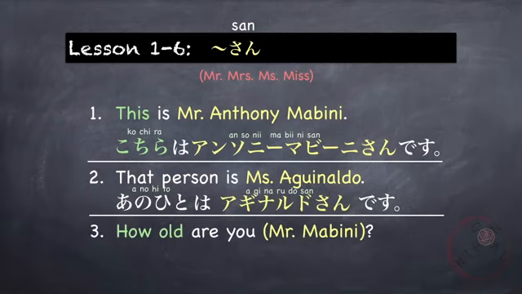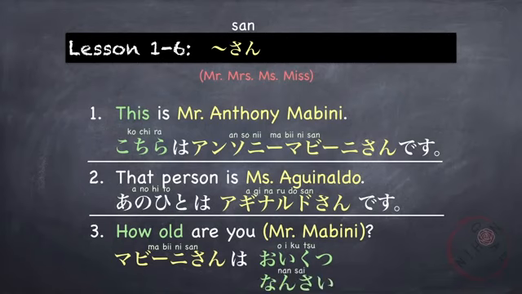Another example is, how old are you, Mr. Mabini? Or how old are you? If you're talking to a person named Mr. Mabini, Mabini-san wa oikutsu or nansai. So this is how old in Japanese. Desu ka? So you know that you in Japanese is anata, but when you're not very close to someone you're talking to, you address them with their names. So in this case, even though you're talking directly to Mr. Mabini, you still call them by their name, like a third person. So Mabini-san wa nansai desu ka? So Mr. Mabini, how old are you?